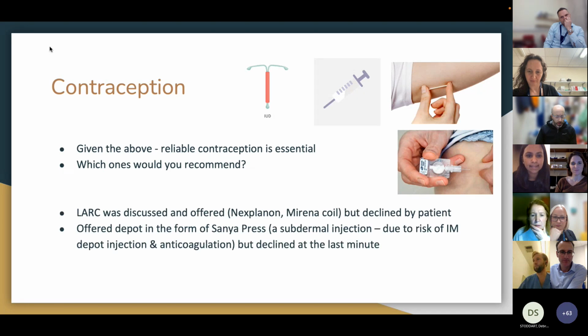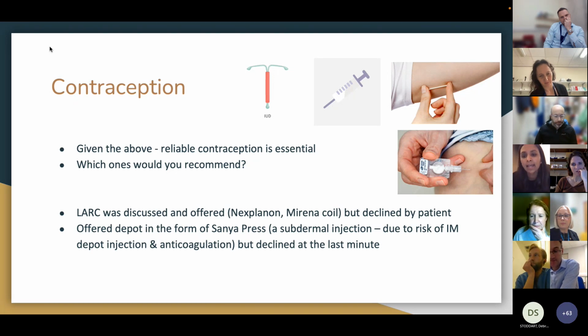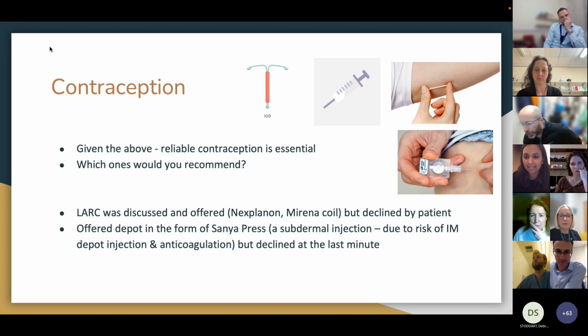Yeah, so we essentially discussed long-acting reversible contraception and offered Nexplanon and Mirena coil, but she declined. We then offered depot in the form of Sayana Press, which is a subcut injection rather than IM due to a risk of anticoagulation and hematomas. But again, she declined at the last minute. Despite our best efforts, she left without contraception because she would decline at the last minute whatever was offered to her.